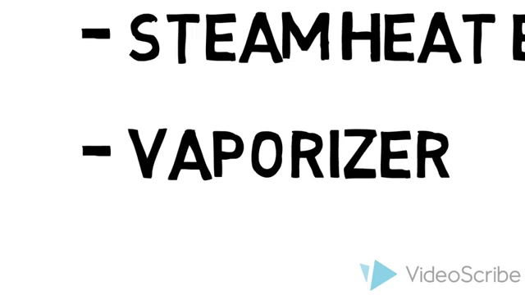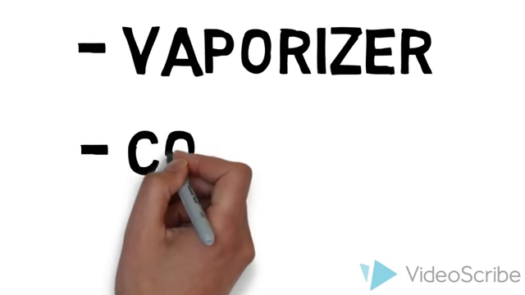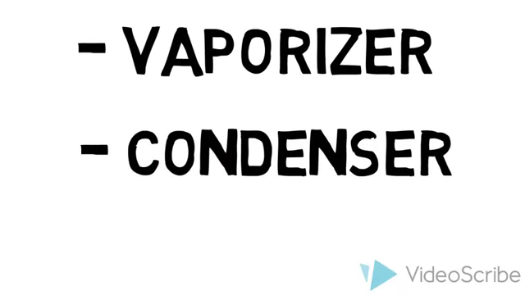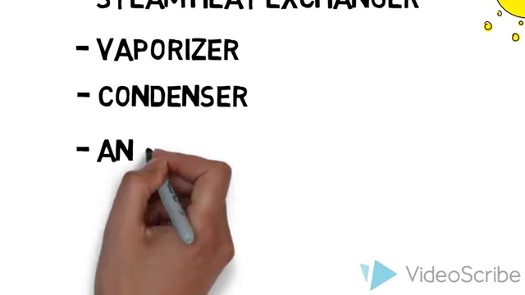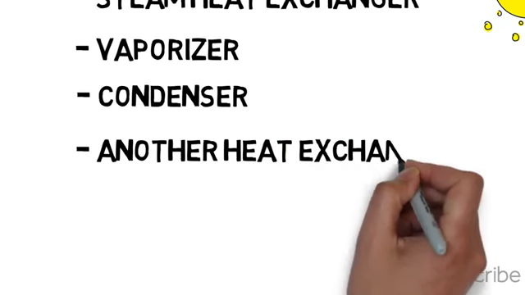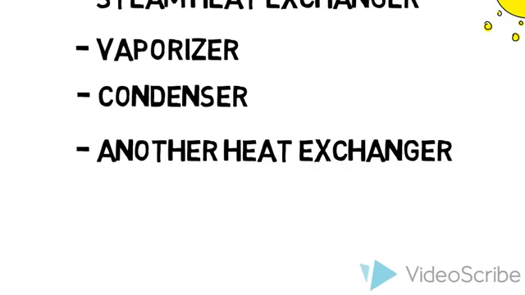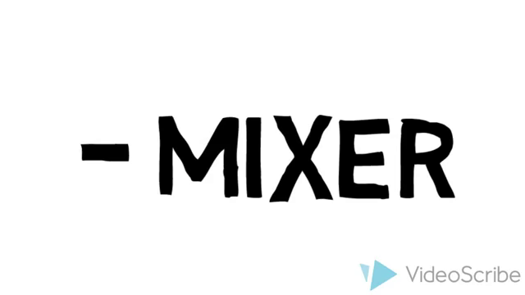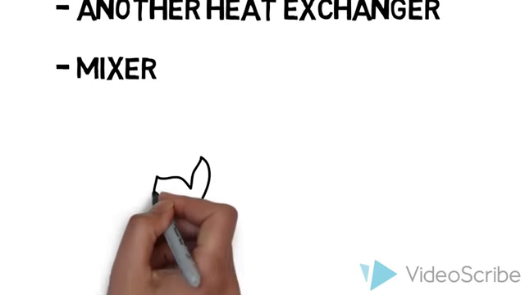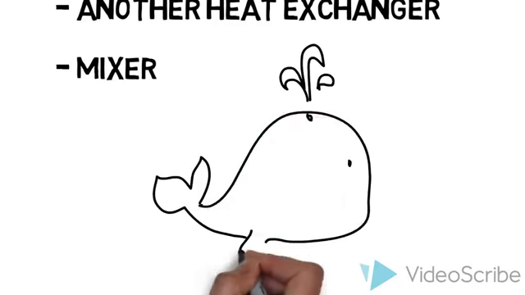This is used to vaporize the seawater at a reduced pressure and therefore temperature, and separate the pure water vapor from the seawater. Condenser. To liquefy the pure water vapor that has been separated from the seawater in the vaporizer. Another heat exchanger. To reduce the temperature of the condensed water to 30 degrees using cooler seawater. And finally, a mixer. To mix the hot concentrated seawater from the vaporizer with fresh seawater at a lower temperature in order to cool it to below 30 degrees so it can be returned to the sea.